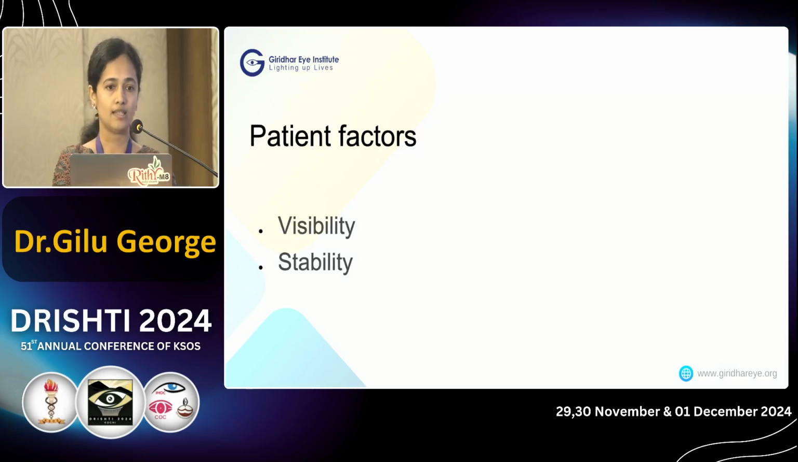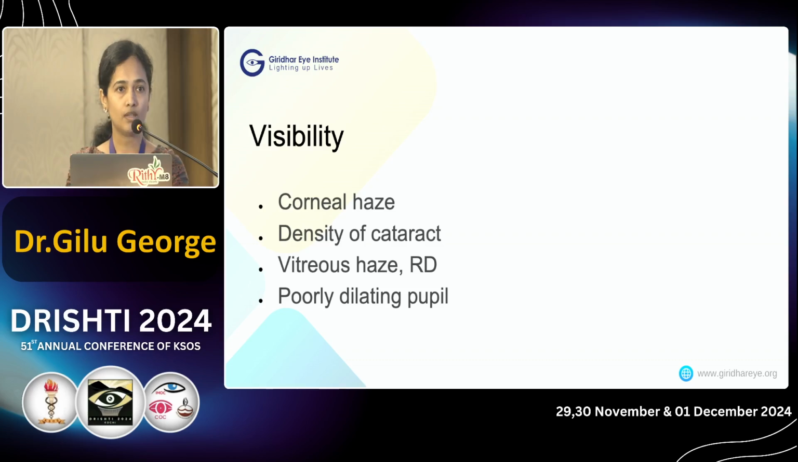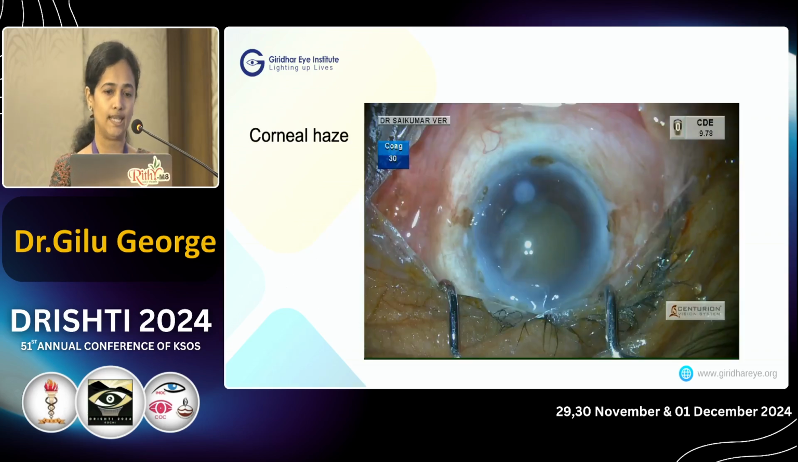So patient factors, basically your CCC becomes complex either because of a problem with the visibility of the capsule or a problem with the stability of the capsule. So what are the causes for problem with the visibility? It can be due to a corneal haze, where you have problem with visualizing both the capsule as well as your instrument, or it may be because of the density of cataract, vitreous haze, retinal detachment, where you have a problem with seeing the capsule but your instrument can be visualized. Or it could be due to a poorly dilating pupil.